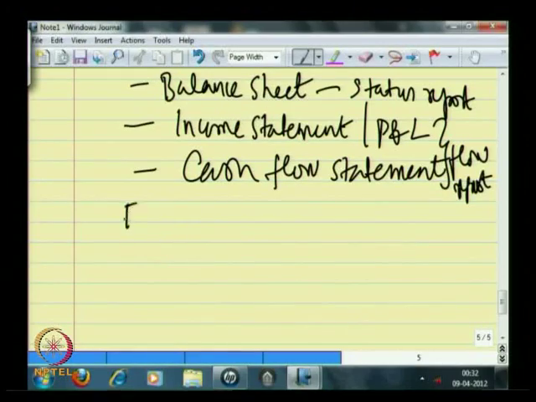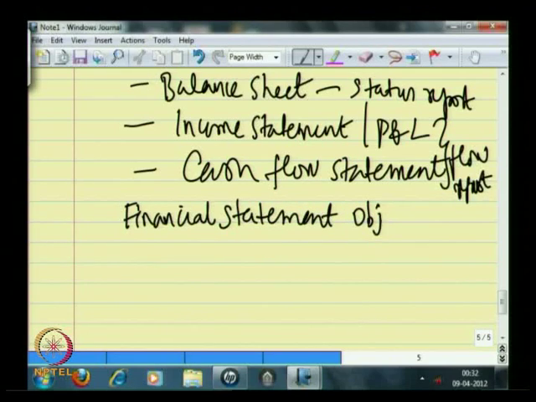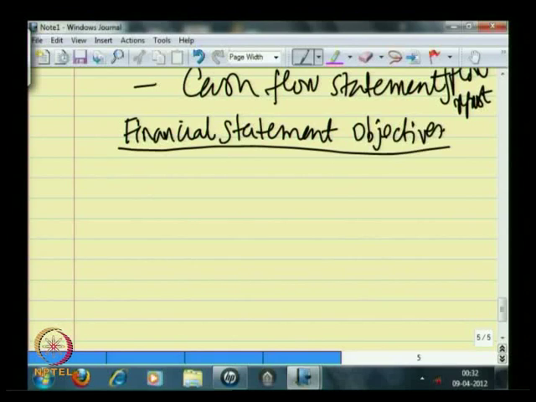Now, why do we create, or why do we construct these financial statements? Financial statement objectives. Why do we need such financial statements? Any answers? These statements are useful for present or potential investors or creditors, so that they can take investment decisions or take credit decisions based on what the balance sheet or an income statement provides as signals.